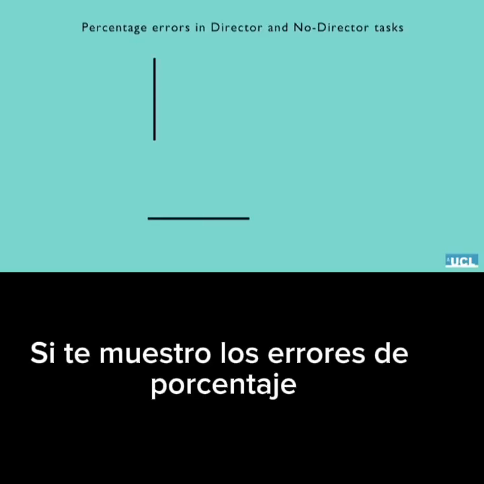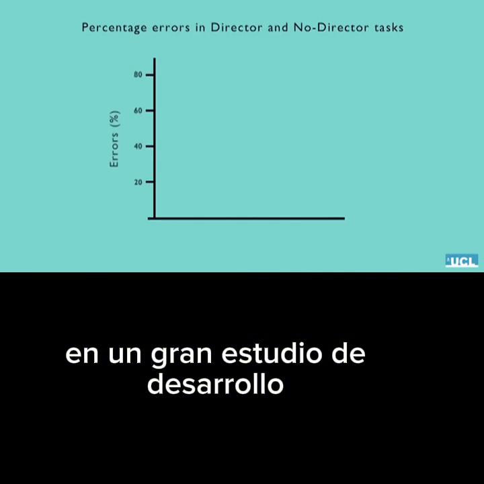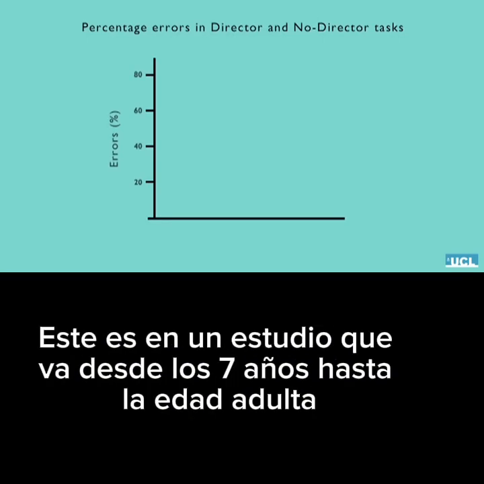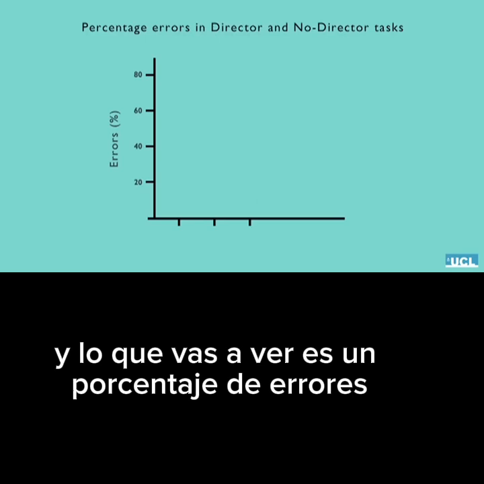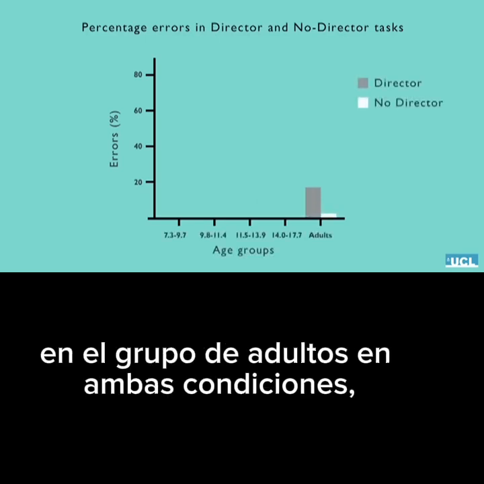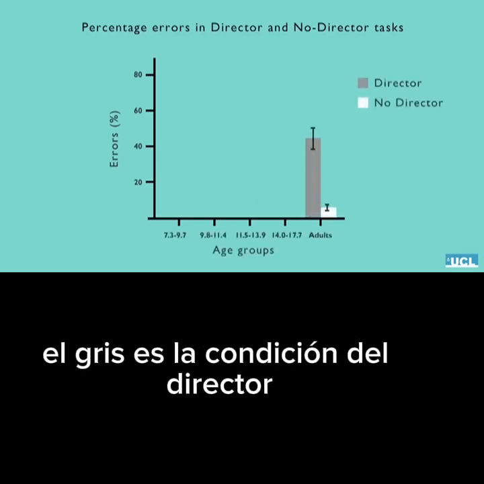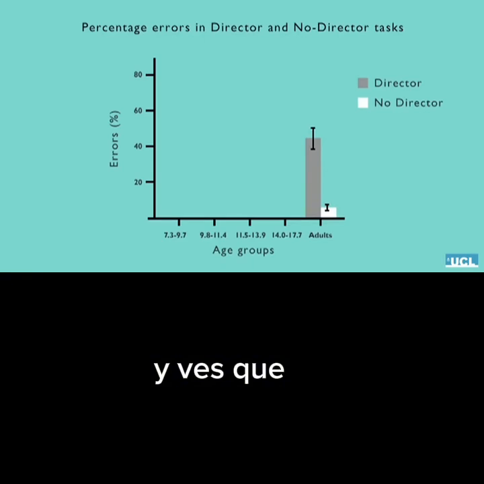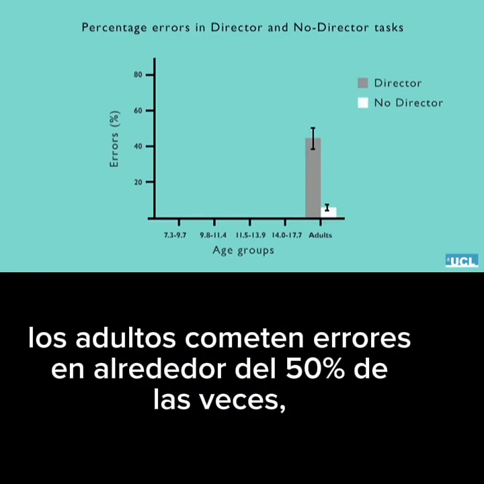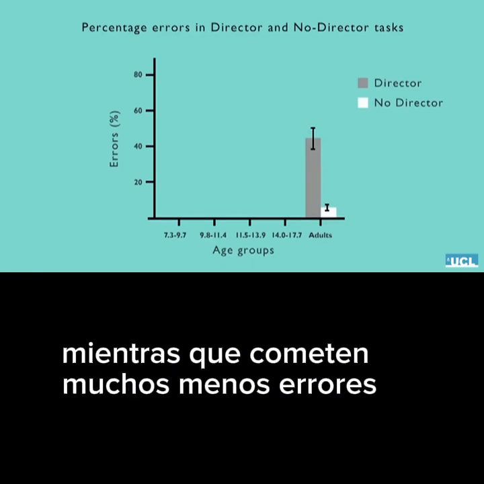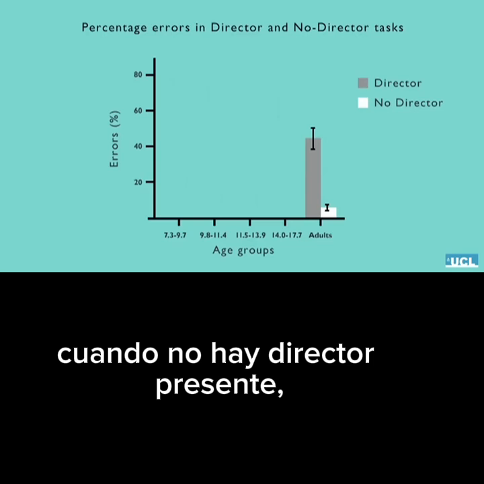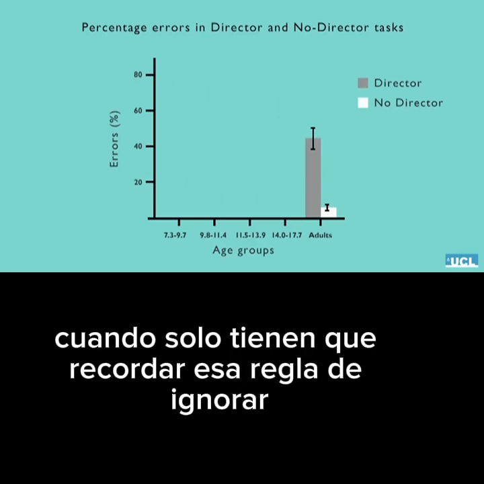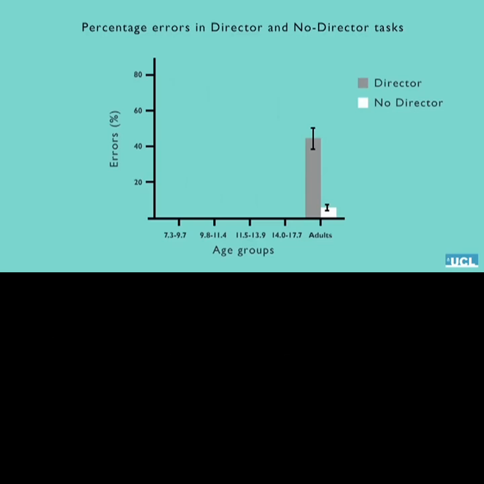Okay, so if I just show you the percentage errors in a large developmental study we did, this is in a study ranging from age 7 to adulthood, and what you're going to see is the percentage errors in the adult group in both conditions. So the grey is the director condition, and you see that our intelligent adults are making errors about 50% of the time, whereas they make far fewer errors when there's no director present, when they just have to remember that rule of ignoring the grey background.